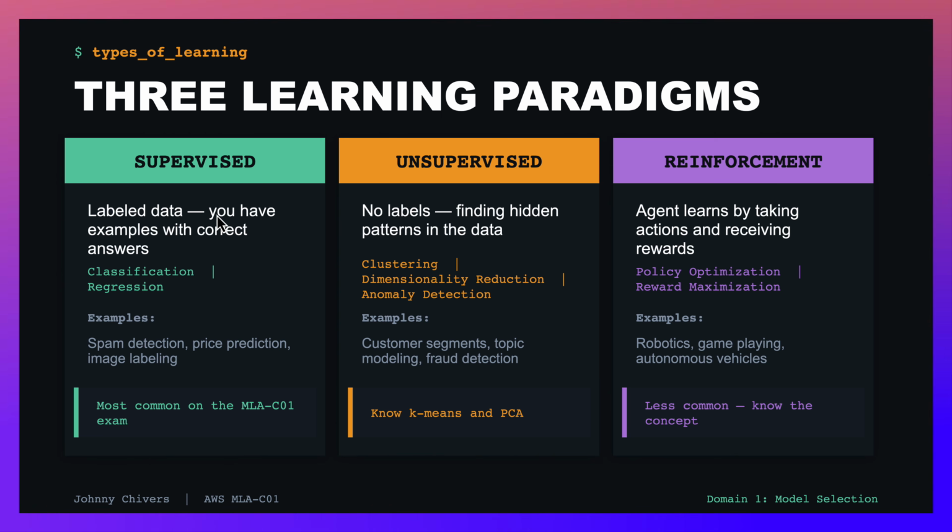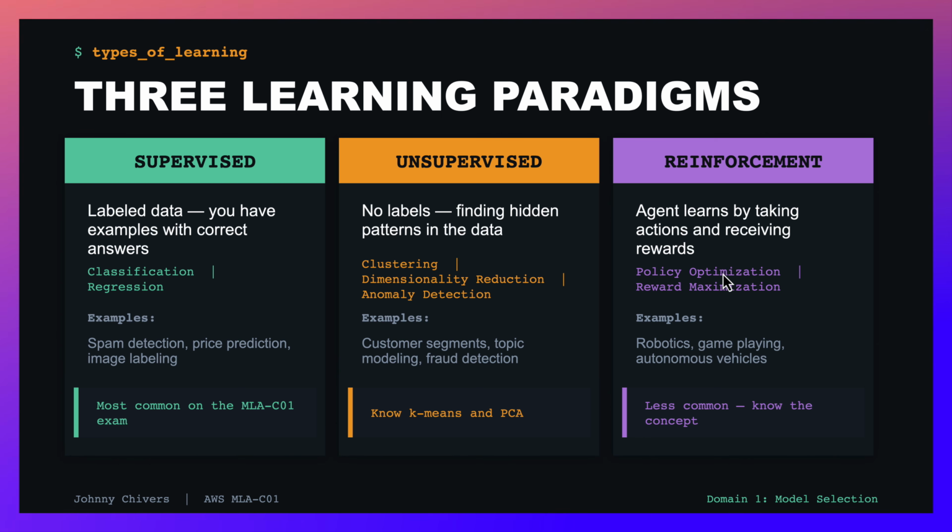Supervised learning is where you have labeled data. You have examples and the correct answers. You're predicting a target: classification, predicting categories, or regression, predicting continuous variables. Unsupervised learning, you have data with no labels and you're trying to get the algorithm to find patterns for you. Think clustering, dimension reduction, anomaly detection.